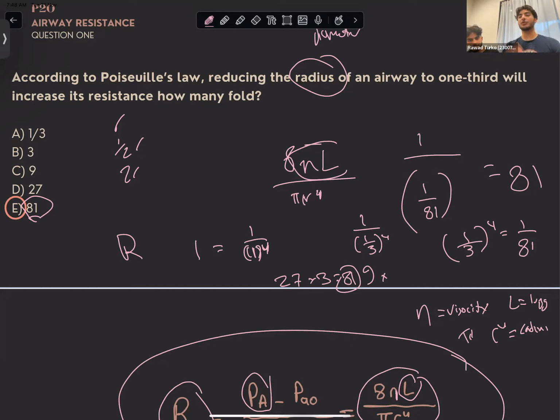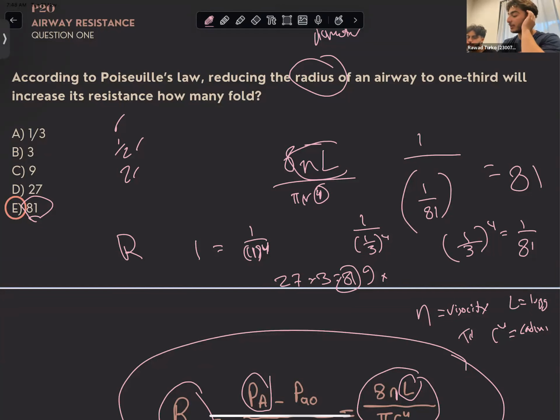Does that make sense? So you can ignore everything else. We care about the radius. We'll only look at the radius. Radius to the power of 4, obviously, because that's the most important part, is the power of 4 part. Okay, so if they say, for example, diameter.